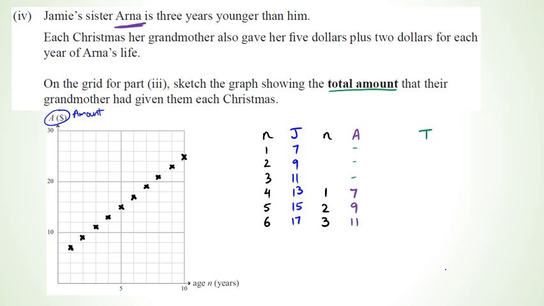So we're only looking at from this point onwards when Anna is 1 year old. So we got 20, we got 24, so that's 15 and 9 is 24, 17 and 11 is 28. So if I was to plot this, when n equals 4, the total amount of money they have is 20. When n equals 5, I've got 24. And then when n equals 6, I have 28.